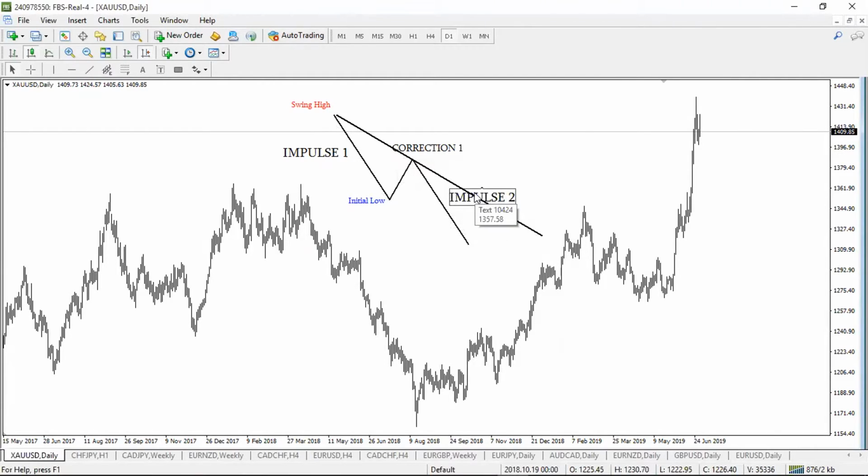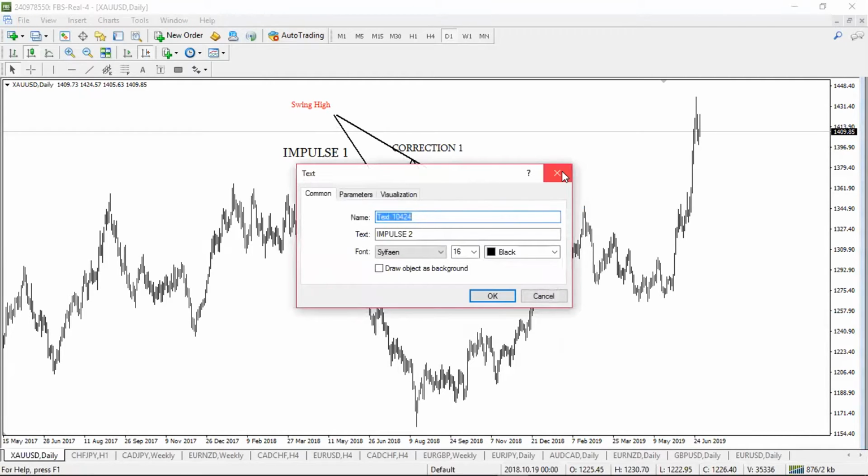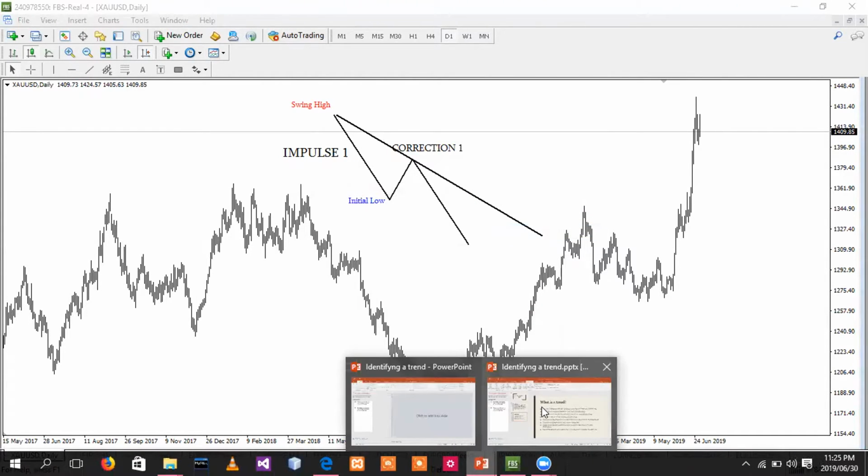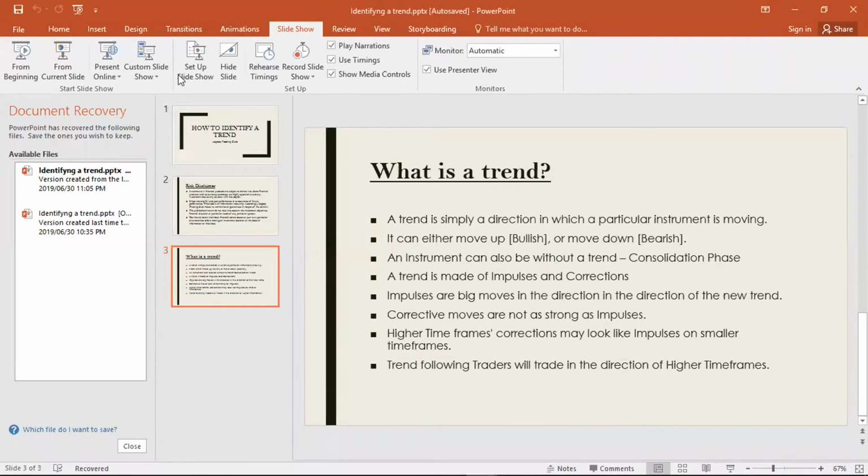But what are the important things to take note of here? Okay, so we say a trend is simply a direction in which a particular instrument is moving. It can either be going up or it can be going down. An instrument can also be without a trend, which is your consolidation phase. A trend is made of impulses and corrections. So these are moves in the direction of the trend, and these are moves in the opposite direction.